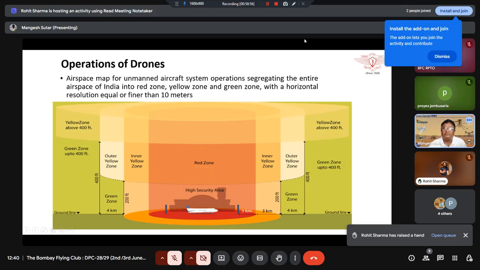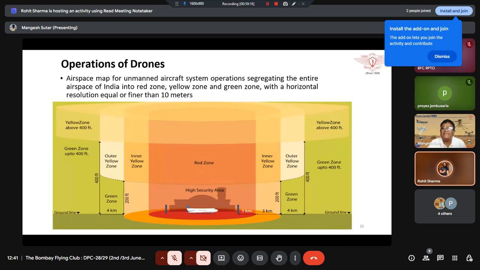Yes, Rohit. I want to know, if we stay in the red zone in the city, like Mumbai, and we want to fly in the same place which is a red zone, what can we do? Yeah, I'll take up that question.